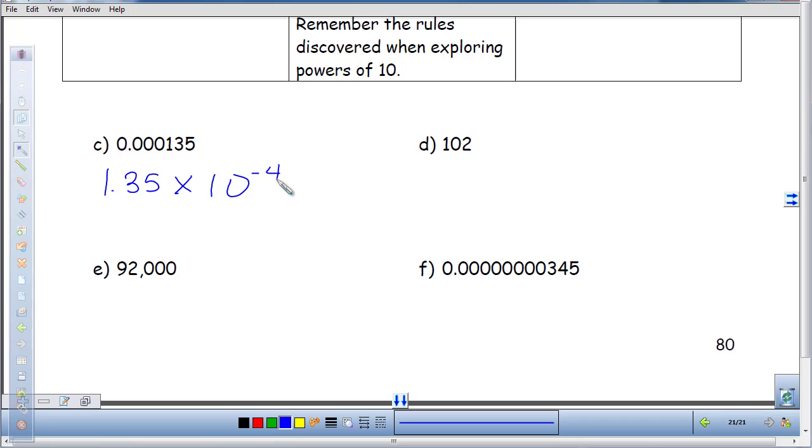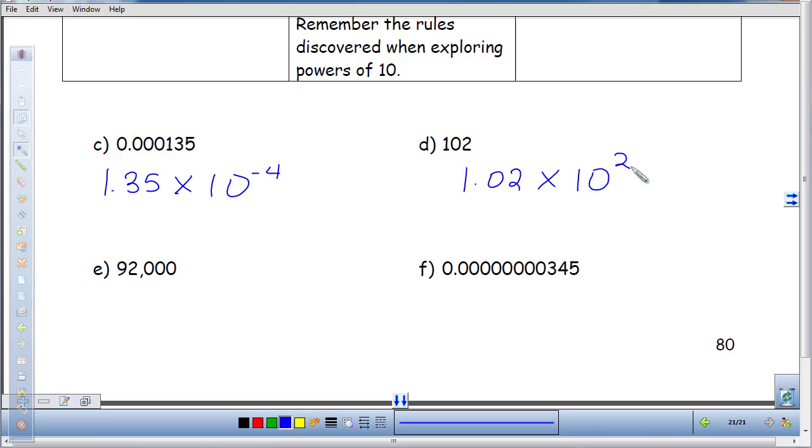Okay. So 1.02 times 10 to the what? Second. We need our decimal point to move 2 places to the right. So positive 2. 10 to the positive 2.